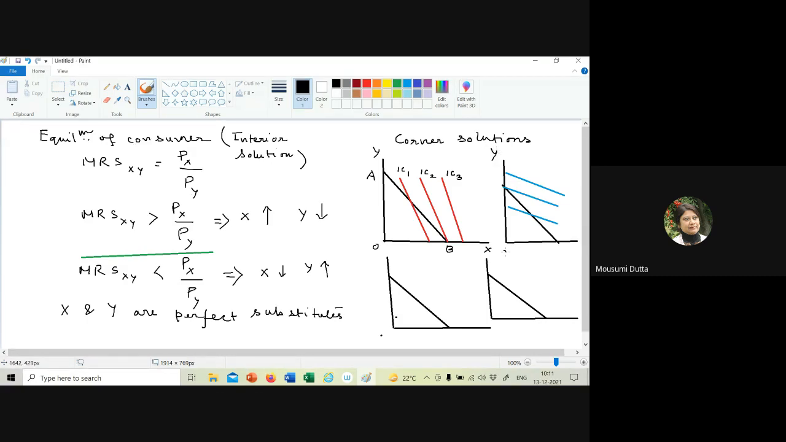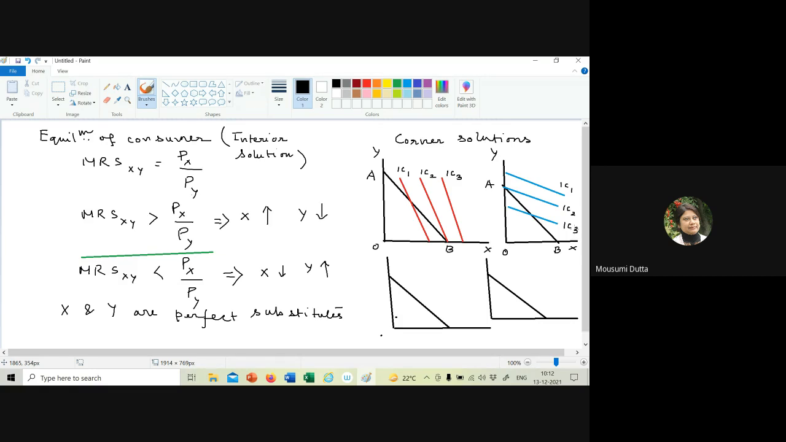Y and X are two commodities. A and B, AB is the budget line. And I have IC1, IC2, IC3, a set of parallel, negatively sloped indifference curves.